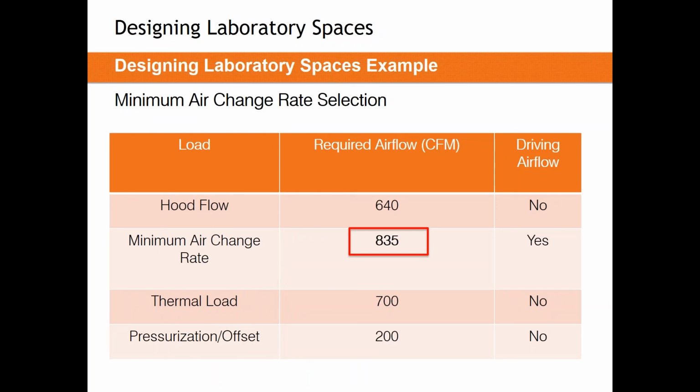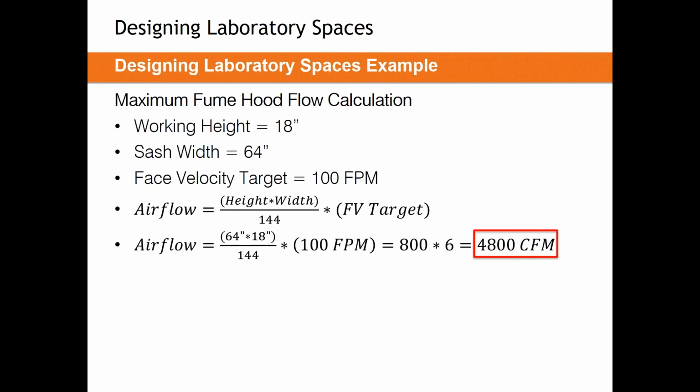So let's put that all into a table. When everything's driven to a minimum, our hoods need 640 CFM of exhaust airflow. Our minimum air change rate of 8 air changes requires 830 CFM, and our thermal load requires 700 CFM of supply air. Our pressurization requires an offset of 200.